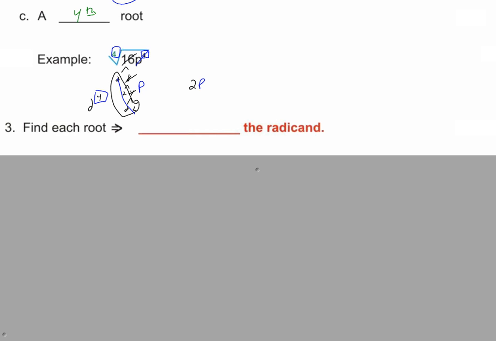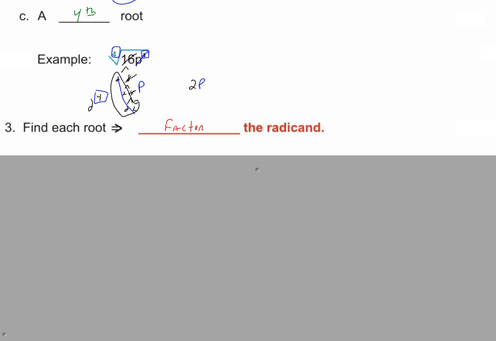All right, let's find each root. When you're looking to find roots, you really need to factor the radicand. It's all about factoring, because you're trying to find as many factors as match the index. This is the key to everything with simplifying radicals. When you have as many factors as match the index, the root is that factor.